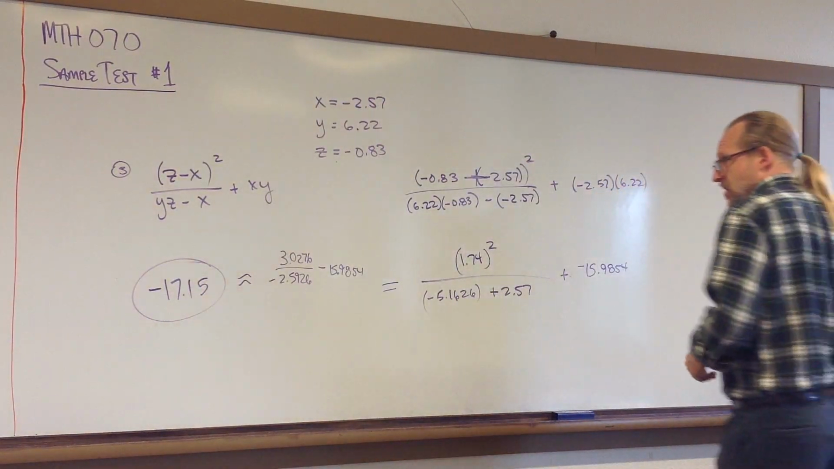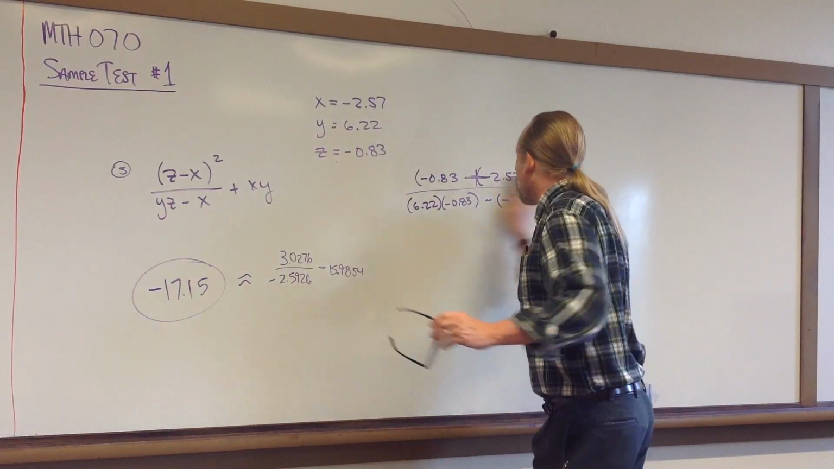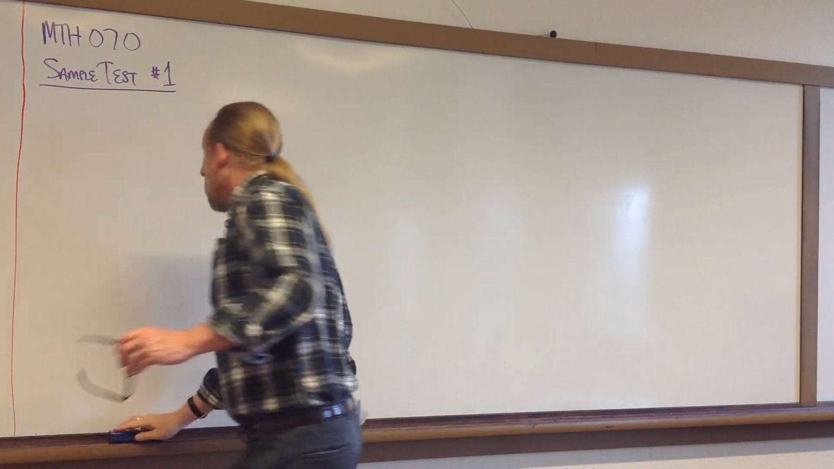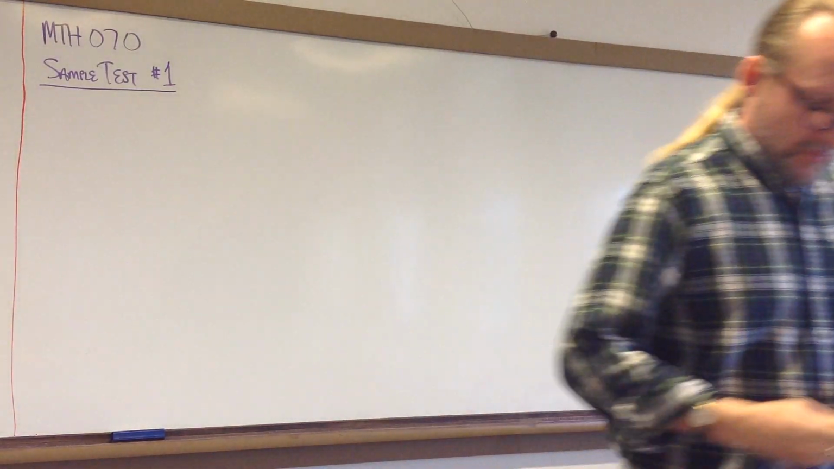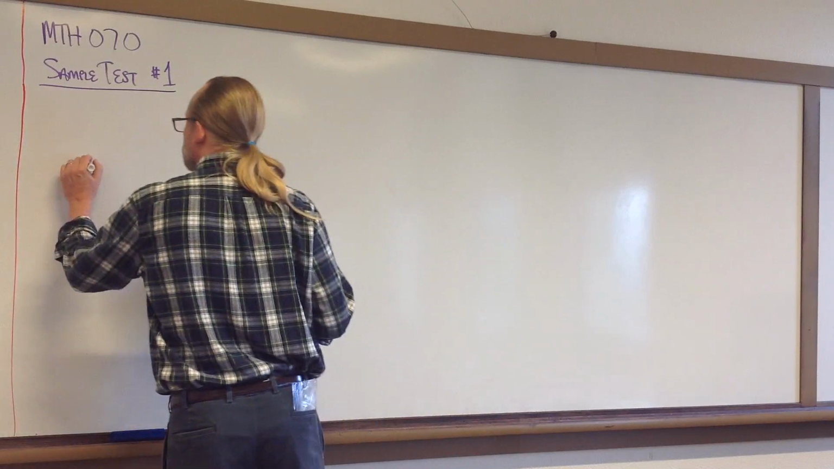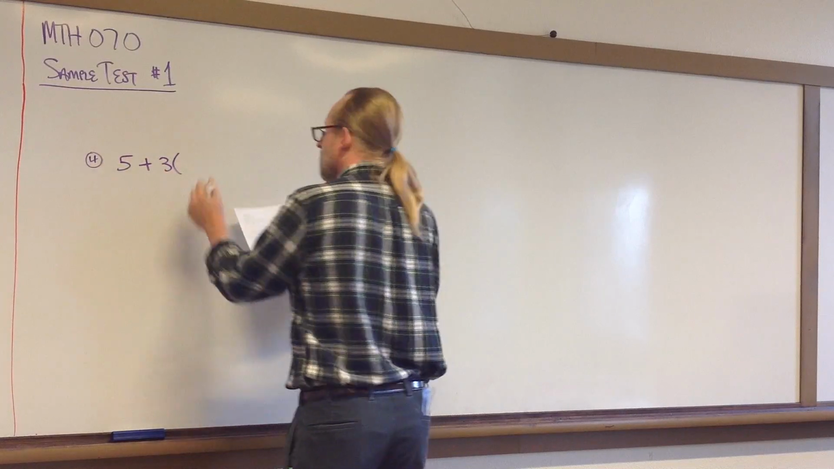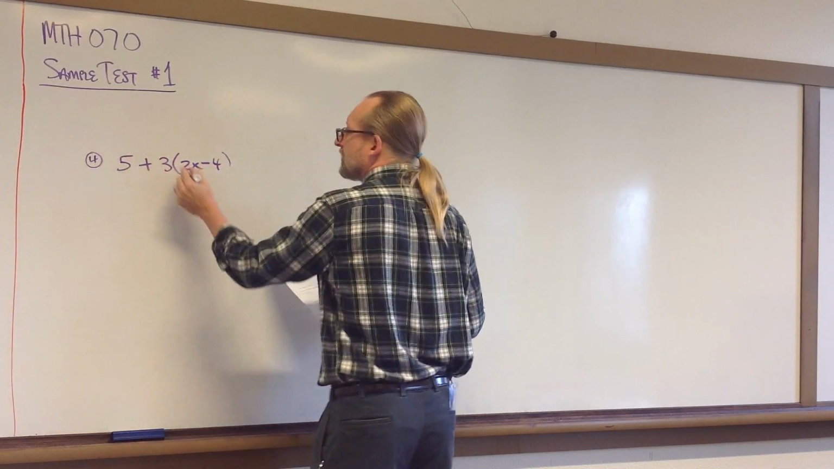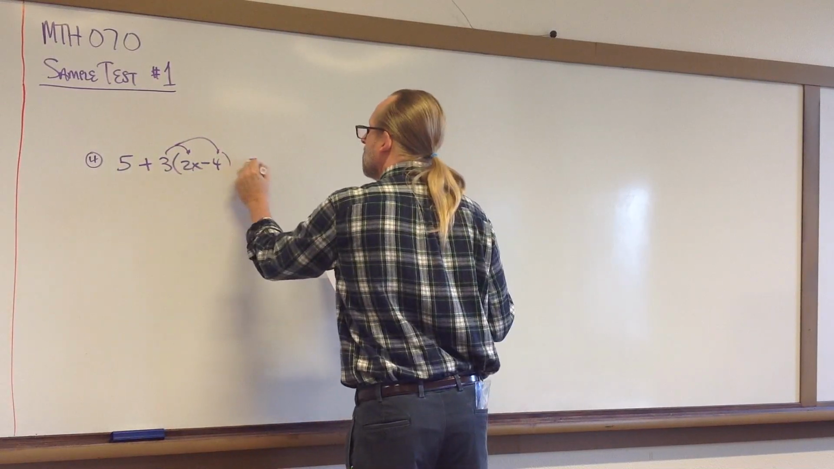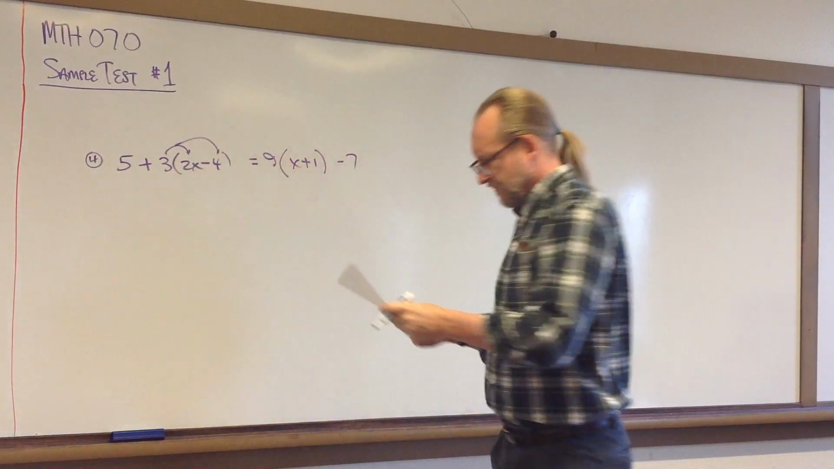Okay. Now let's look at the equations. Problem 4. You can see we've got this tricky thing at the beginning again. 5 plus 3 times (2x minus 4). This multiplication is going to happen first. Don't forget about that. Equals 9 times (x plus 1) minus 7.